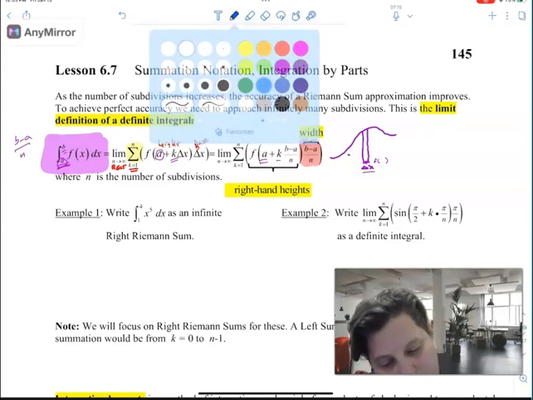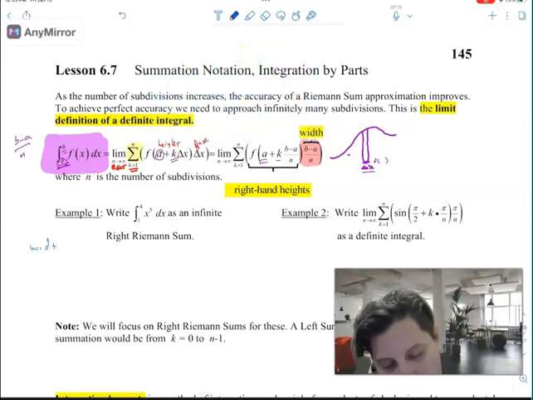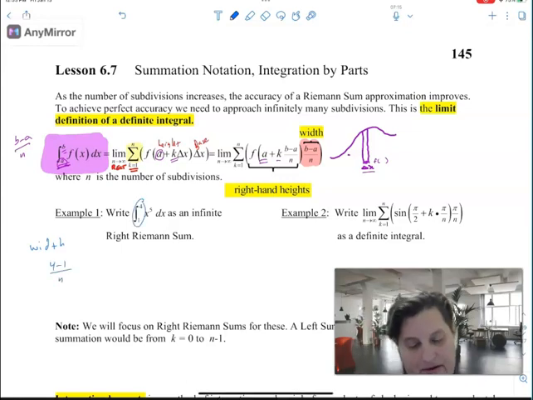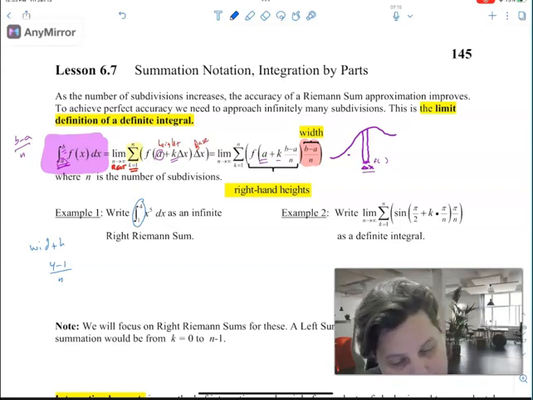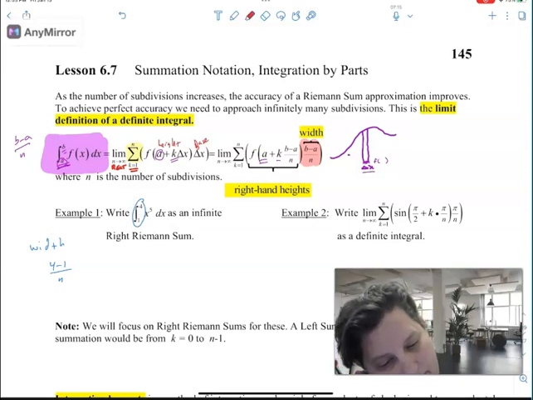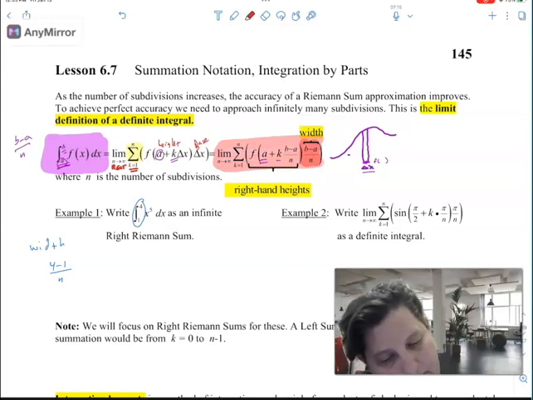First of all, I'm going to go ahead and find my width right here. So my width is, if I'm going from 1 to 4, 4 minus 1 divided by the number of rectangles, and the number of rectangles is going to infinity, right? Okay, so I'm kind of patterning from right here. The hardest thing, I guess, would be to memorize that, but let's just see if we can kind of understand it.